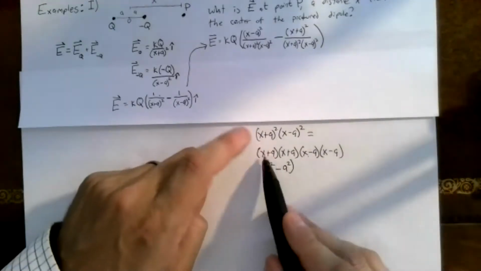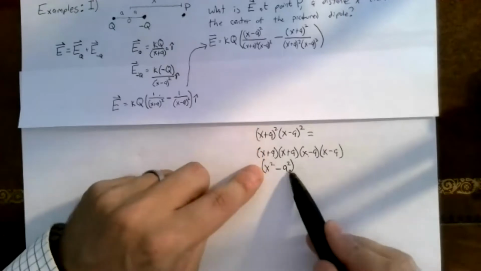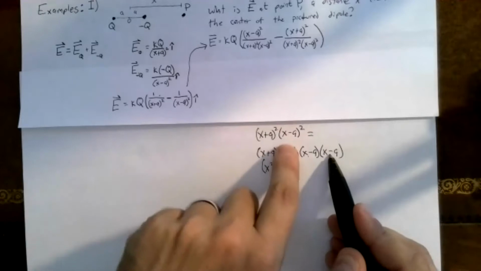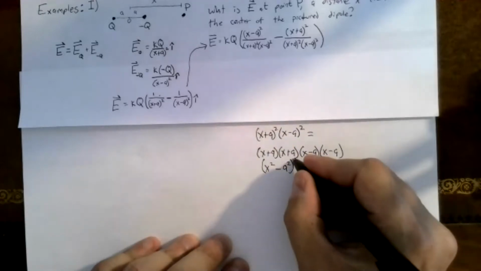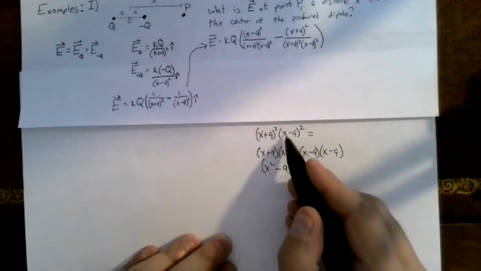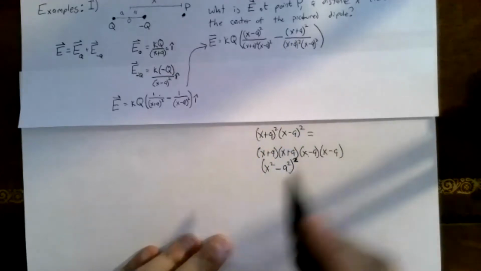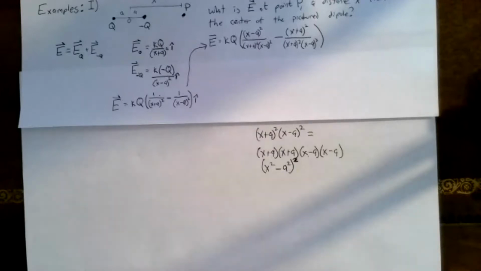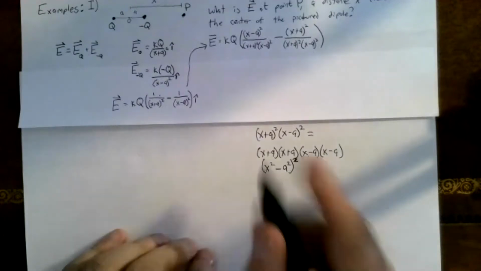And we have that twice, right? We have an (x + a) times (x − a), that's x² − a², and another (x + a) times (x − a), which means we can square that. So (x + a)² times (x − a)² is (x² − a²) quantity squared. Okay? I think that's right.